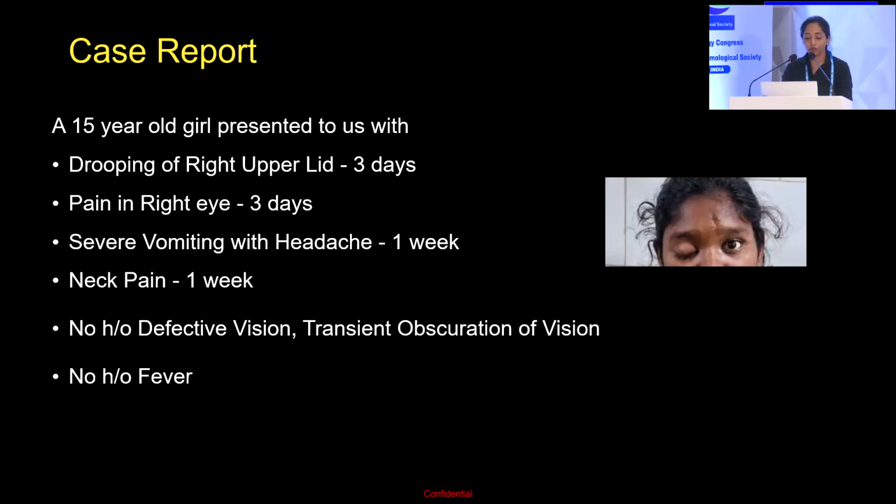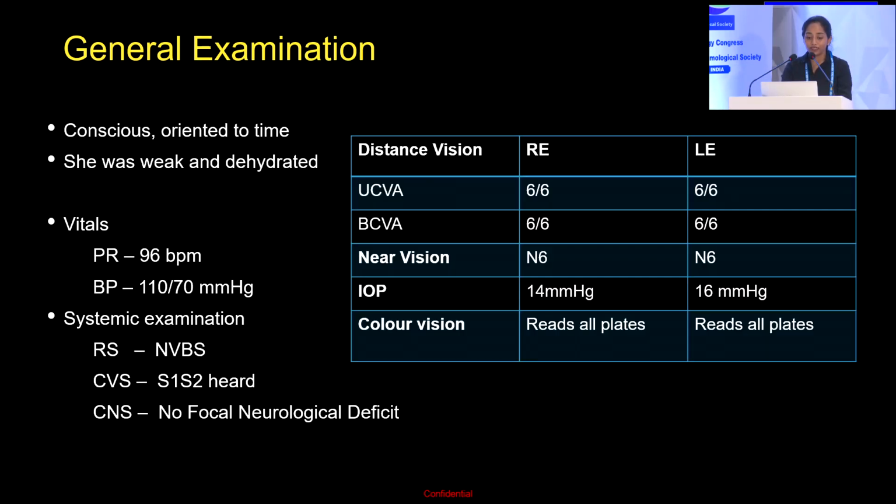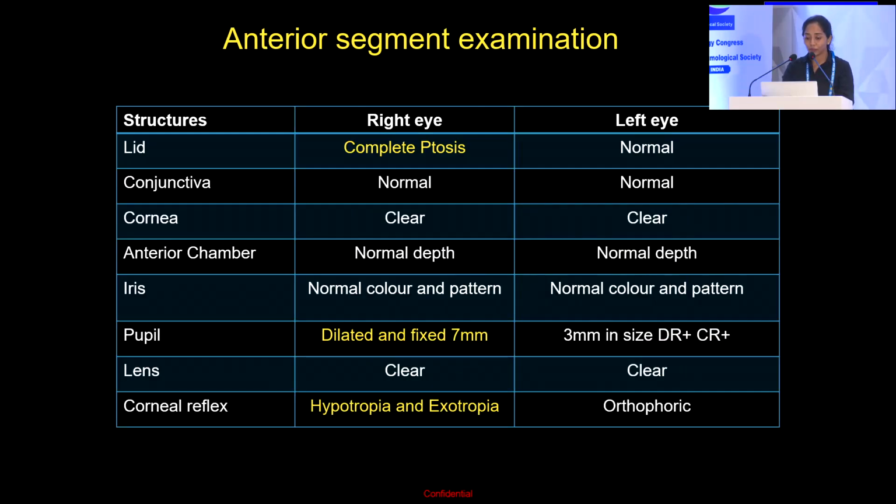There was no history of defective vision, transient obscuration of vision, or fever. On examination, she was appearing weak with mild dehydration. Her vitals and systemic examination were normal. Her visual acuity in both eyes was 6/6 and she was able to read all plates in Ishihara chart. Her anterior segment examination showed right eye complete ptosis, which on elevating showed downward and outward displacement of the globe.